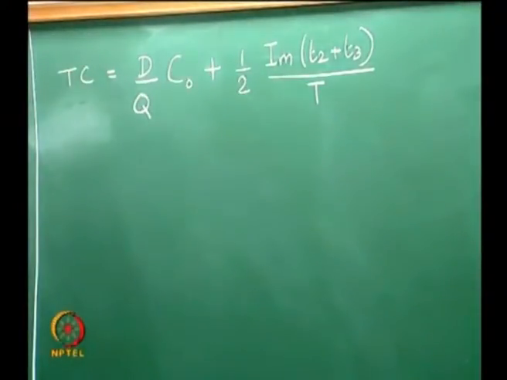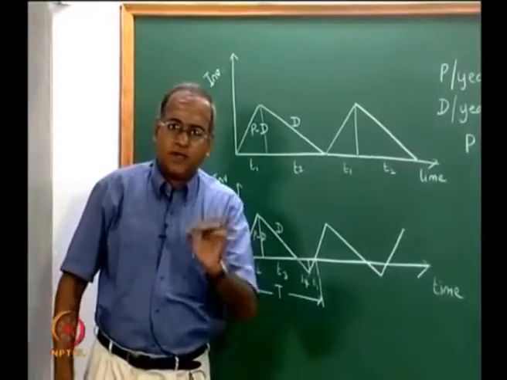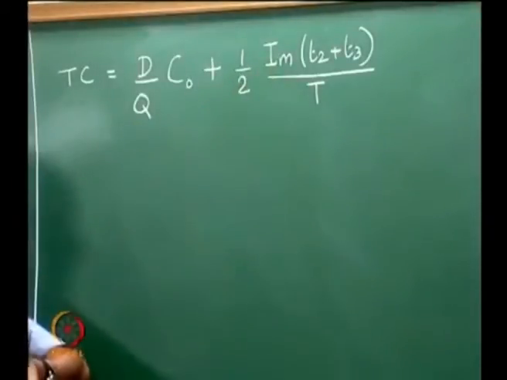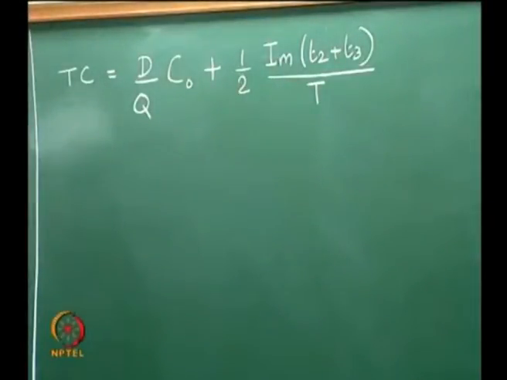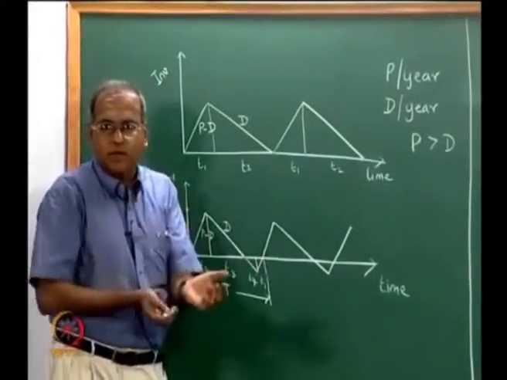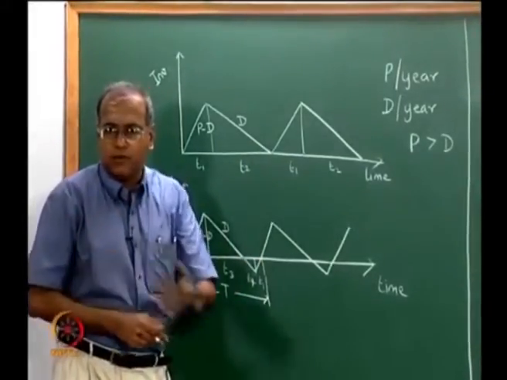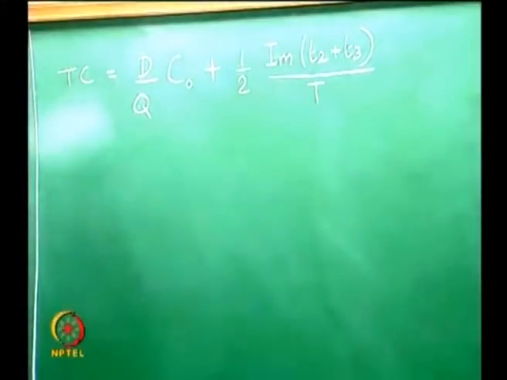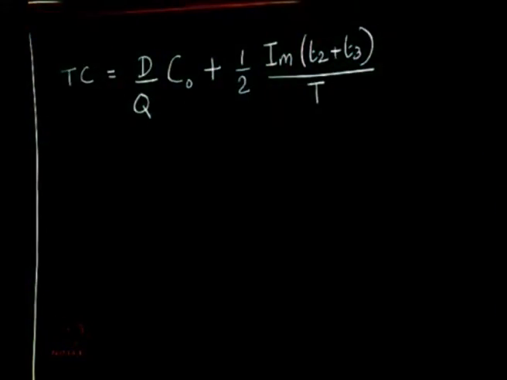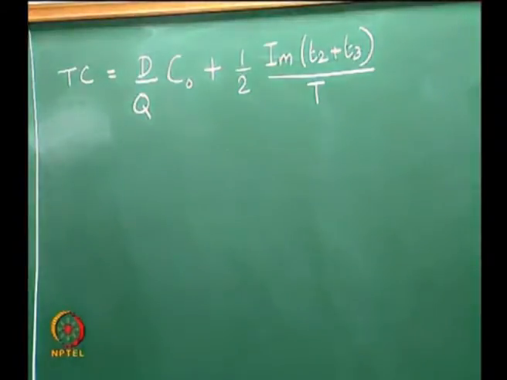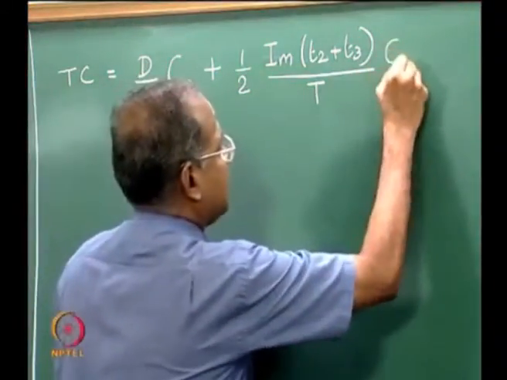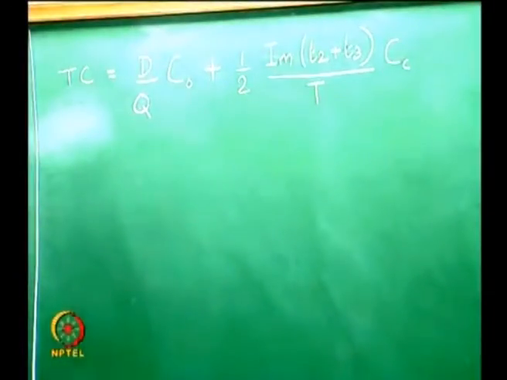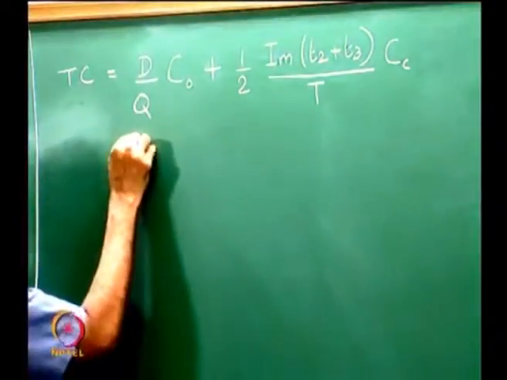Average inventory is total inventory by time. So total inventory of half into IM into T2 plus T3 is the total inventory held, that is held for a time period T2 plus T3. 0 inventory is held for the period T1 plus T4. Total time is T1 plus T2 plus T3 plus T4, which is capital T. So average inventory is so much. So average inventory into CC, which is the cost of holding this average inventory. So this is the inventory holding cost, plus we have the back order cost.